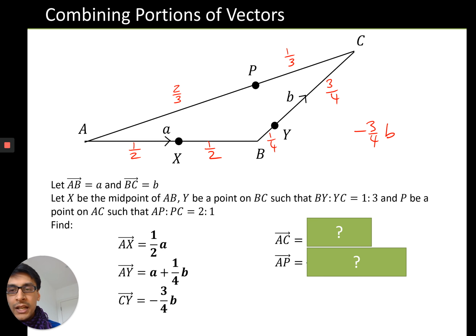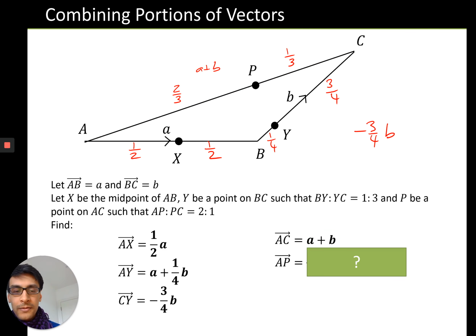AC, now I can just go straight along here. Unfortunately, I haven't been given a letter that I can use. There's no vector given there, so I have to go the long way, which is a plus b. That also tells me that this route here, which I'll actually go right over, is going to be a plus b. So AC is just a plus b.